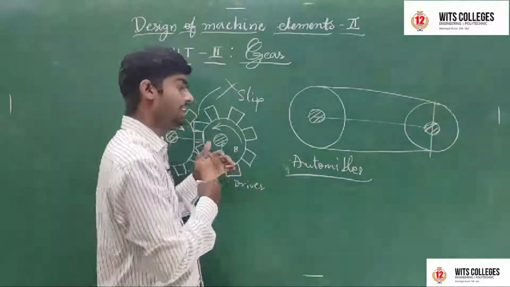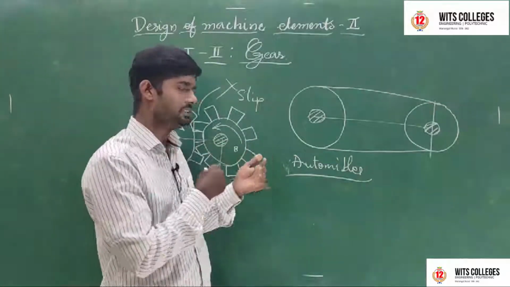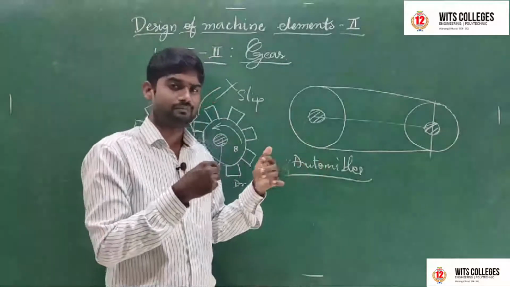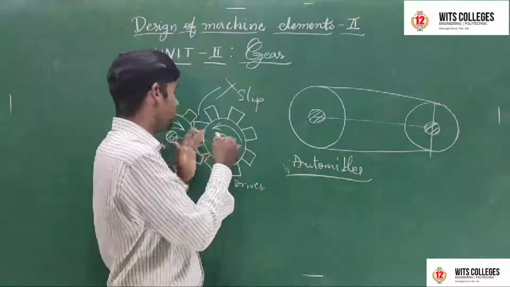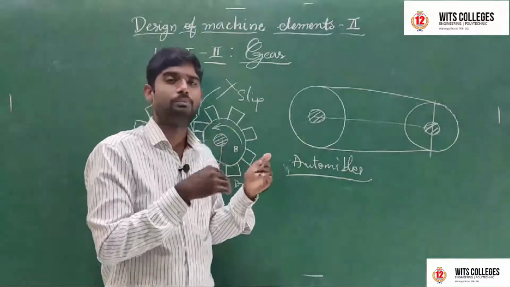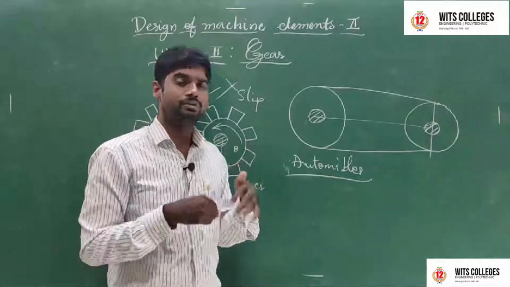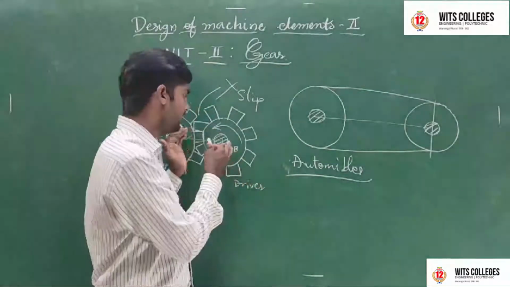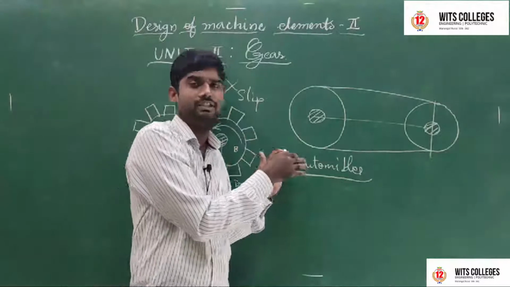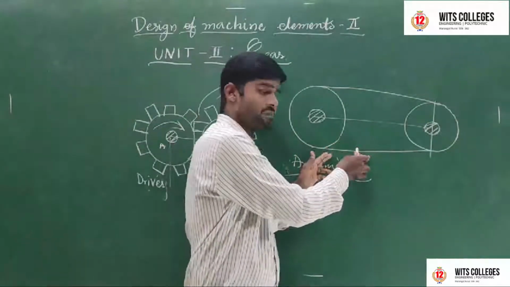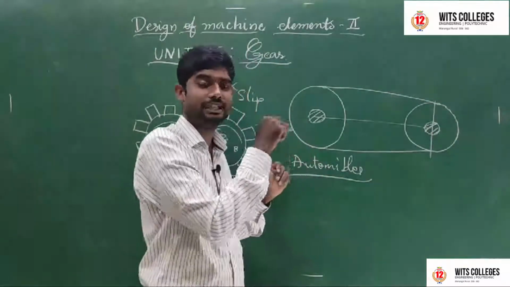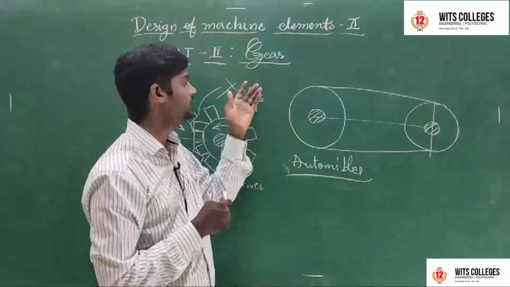In chains, the distance between two shafts, driver to driven, is more than the gear distance, above 1 meter or above half a meter. We are using chains there also. Compared to gears and chains, there is no slip percentage in gears. Chains have some slip percentage. Compared to belt drives, chains have less slip percentage. These are the uses of gears.